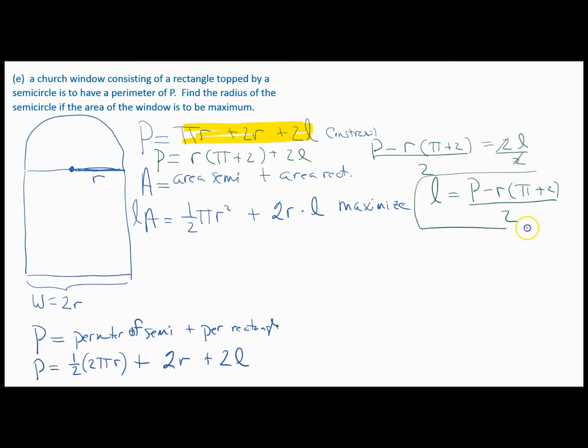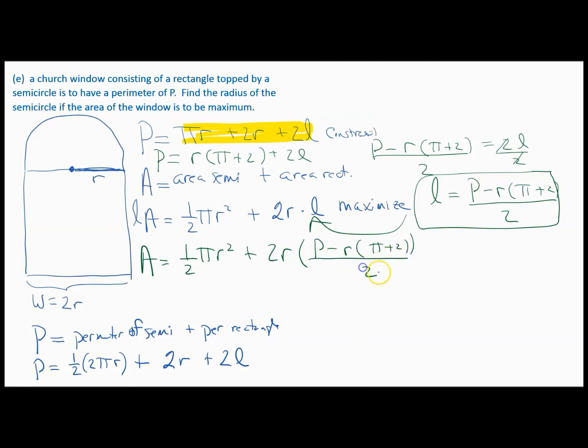That is my length. Okay, now what am I going to do with that length? I'm going to substitute it for L right here. That gives me an equation completely in terms of R. So now I have area is equal to 1/2 pi R squared plus 2R times (P minus R times (pi plus 2)) over 2. Now what's really convenient is these 2's cancel, and I'm continuing to simplify my area equation.